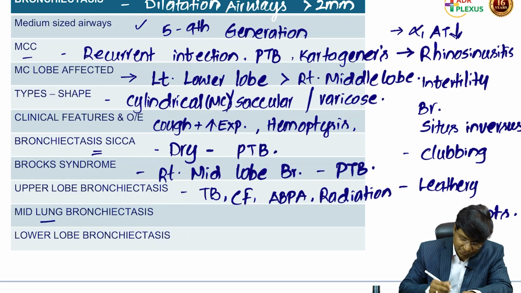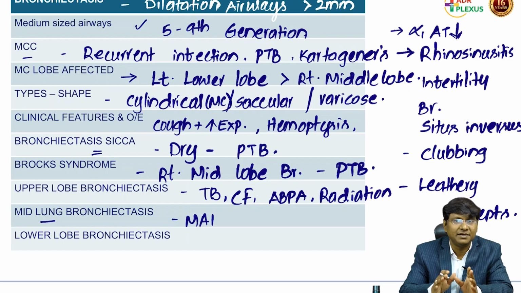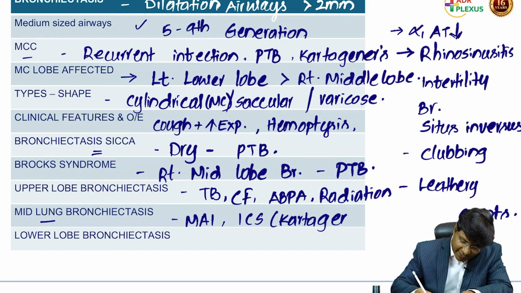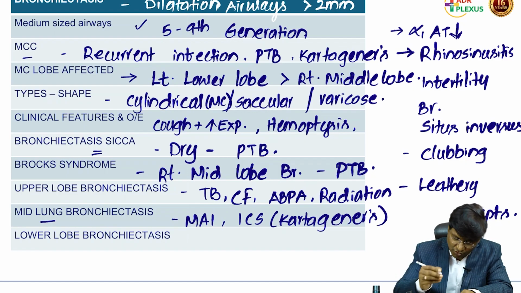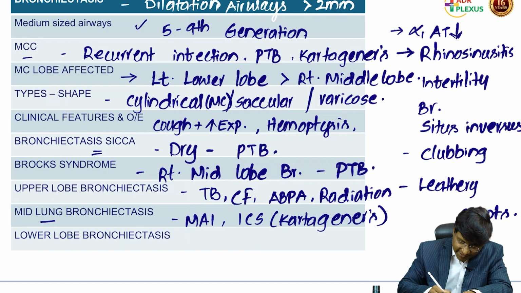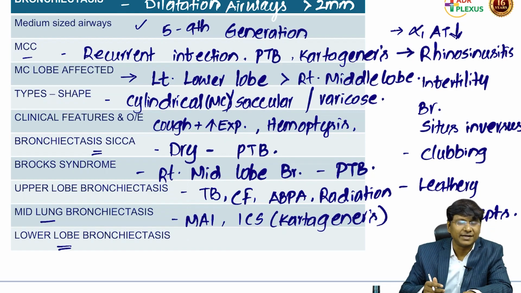Then what are the conditions which cause mid-lung bronchiectasis? Mid-lung bronchiectasis is very common in Mycobacterium avium intracellulare infection, and in immotile cilia syndrome. And what is this immotile cilia syndrome? That is Kartagener's. In Kartagener's, the commonly affected region is the mid-lobe or mid-lung. And the condition where you will have lower lung bronchiectasis is in patients with chronic recurrent aspiration.